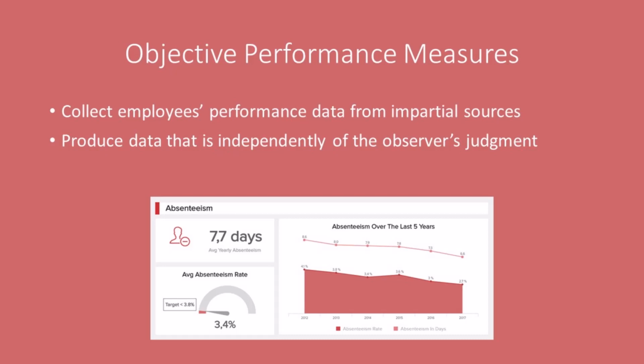Objective performance measures do not rely on the observer's perspective. Instead, the data comes from more impartial sources, like the organization's records or the employee's personnel file. For example, a manager might obtain the number of products sold by an employee, the value of services rendered, or their average response time. Although the manager is collecting the information, the data already exists independently of their judgment.